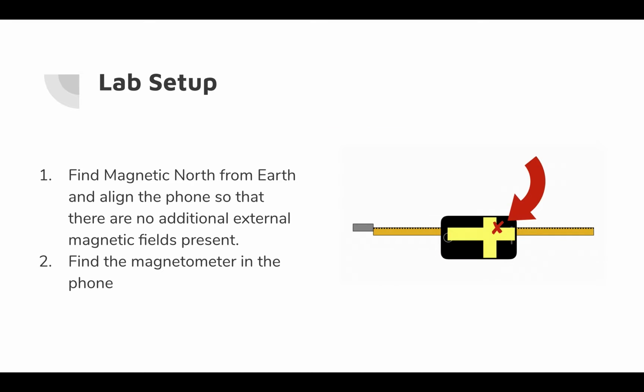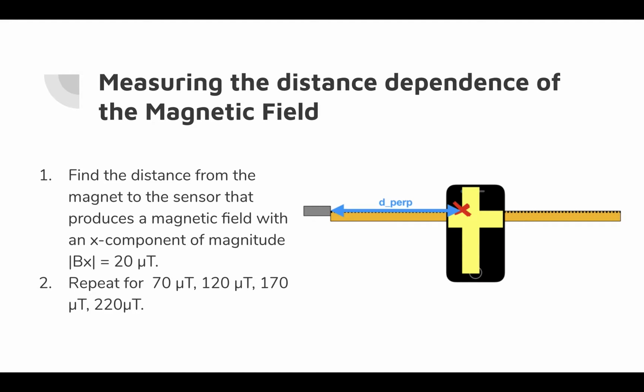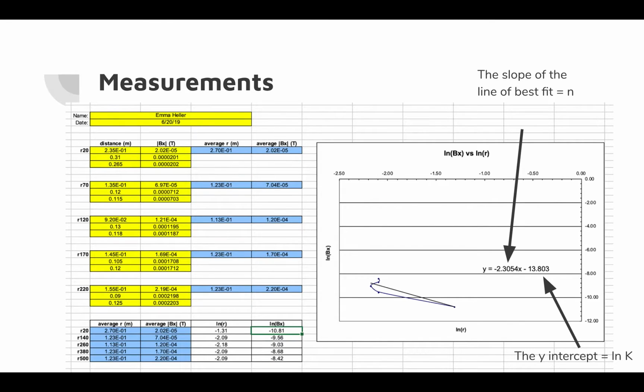So I then had to identify where on my phone the magnetometer sensor was located, and as you can see, after going through the steps, I found it in that corner there. And then once the setup was complete, I was able to find the distance dependence of the magnetic fields of a bar magnet, and I then repeated this for multiple magnetic field values. So here are my measurements that I found for each of the magnetic fields.